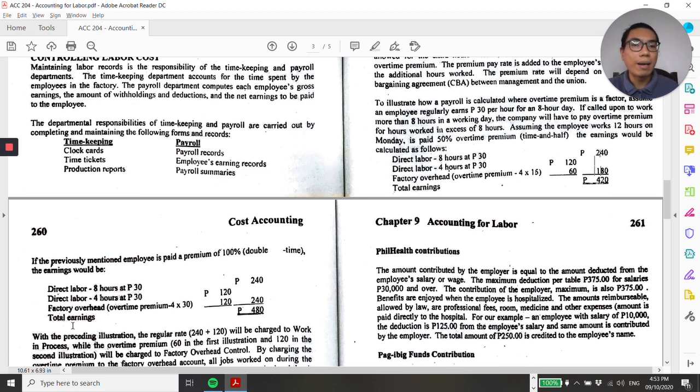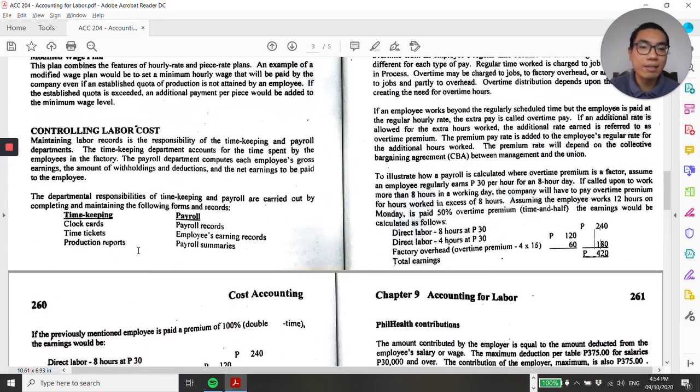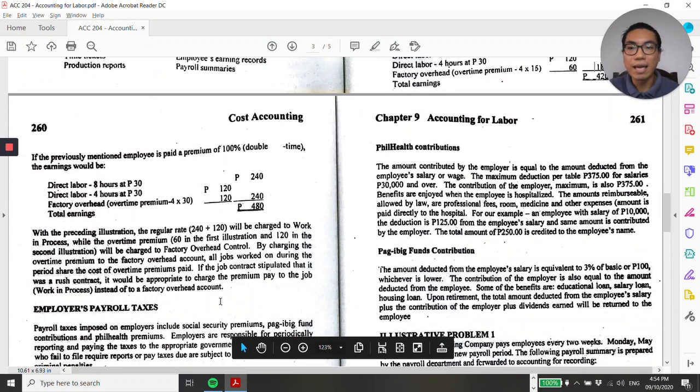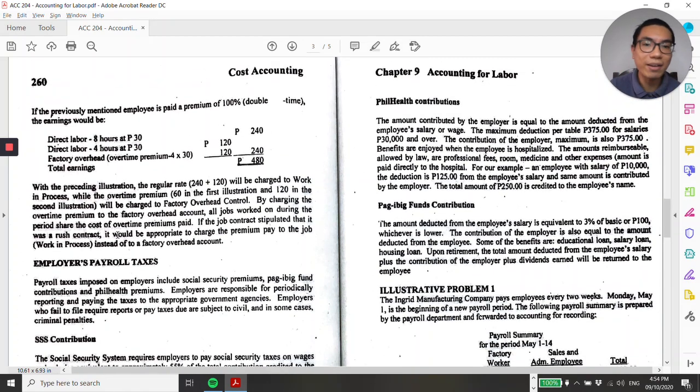So if he is paid 30 pesos per hour on a regular hour basis, it is multiplied by 2. So the markup we use for this one is 200%. That's why we came up with 240 and total earnings would be 480. Assuming the same illustration still. And the problem here is, actually it isn't an additional problem. That's all there is, just two assumptions.